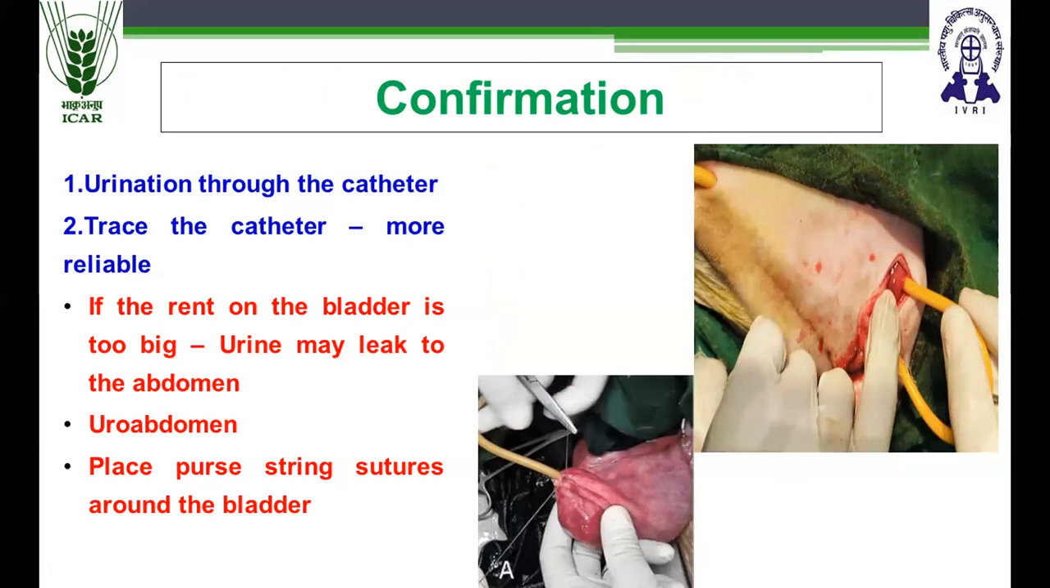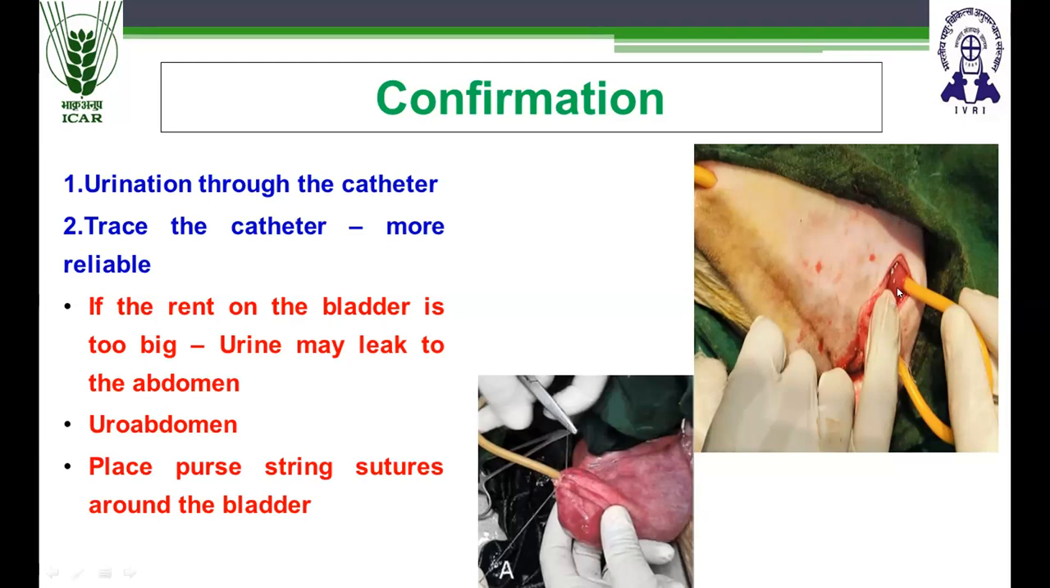So the most confirmatory method for confirming the patency of the catheter in the bladder is tracing the catheter itself. In this picture, you can see I have exteriorized the bladder with the catheter in the bladder. So it is confirmed that the catheter is in the bladder.